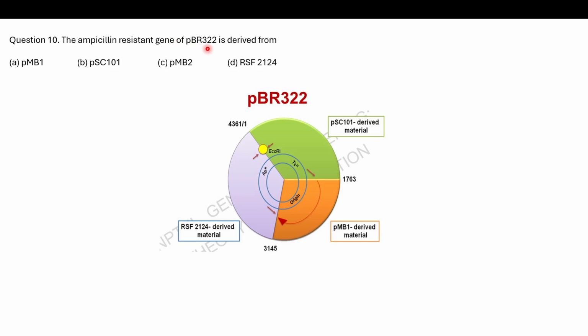Now, the ampicillin resistant gene of pBR322 is derived from? See, the answer is in the picture only. This is the ampicillin resistant gene. So the answer will be option RSF2124. This is the ampicillin resistance gene that has been derived from this source. This is the tetracycline resistance gene that has been derived from this source.